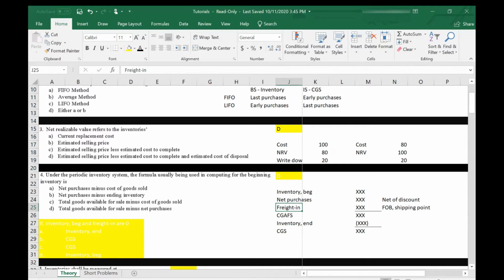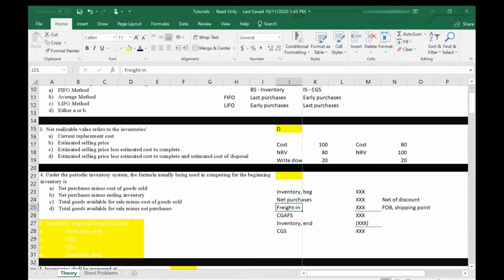Meaning, kapag yung goods are in transit, tas FOB shipping point yung term, and you are the customer, you should be able to include that freight in as your inventory. If it's FOB destination, it's not your inventory because who should shoulder the freight of the goods in transit when the term is FOB destination? It should be the seller.